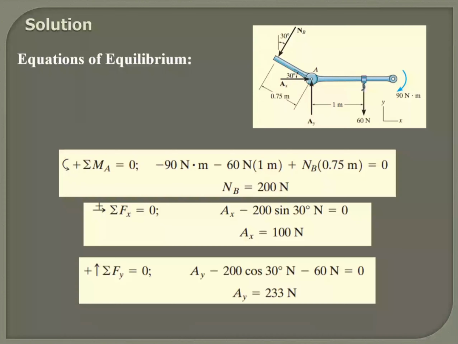My answer comes out to be positive, so it means that the direction assumed here is right. My AY is also positive, so the direction assumed here is right. Similarly, that's also positive, so this is also assumed right. If I had assumed AY in this direction, then my answer would have been negative. Is that clear? Yes, sir.